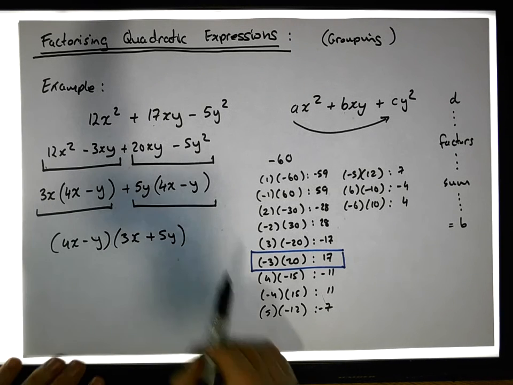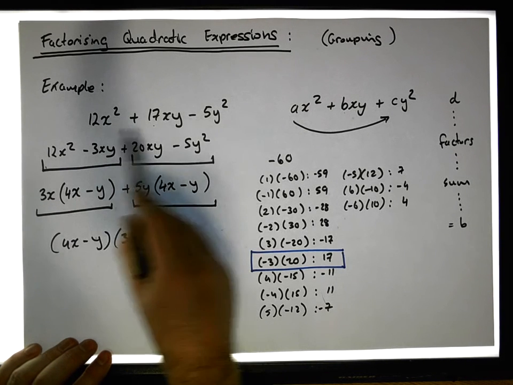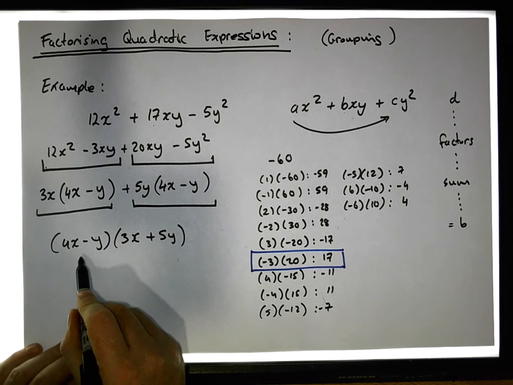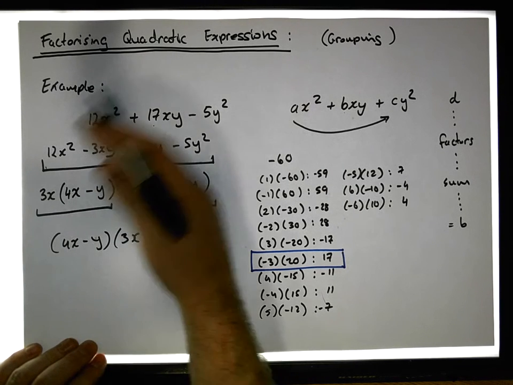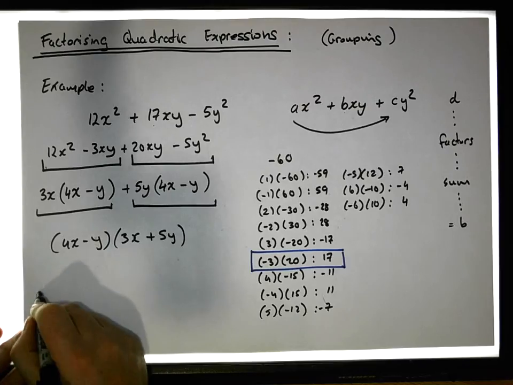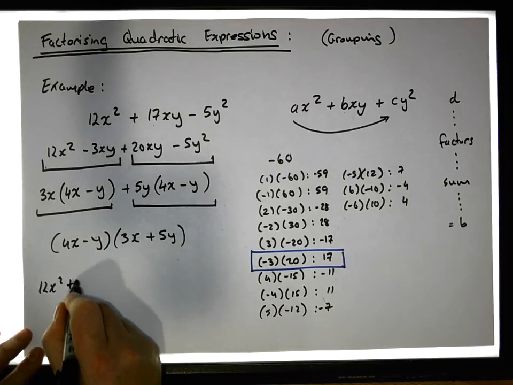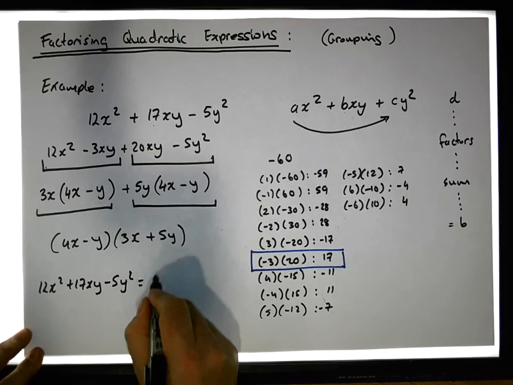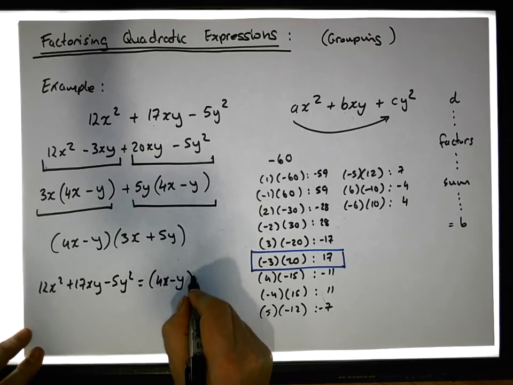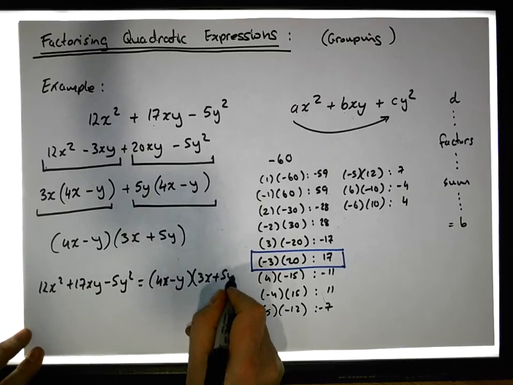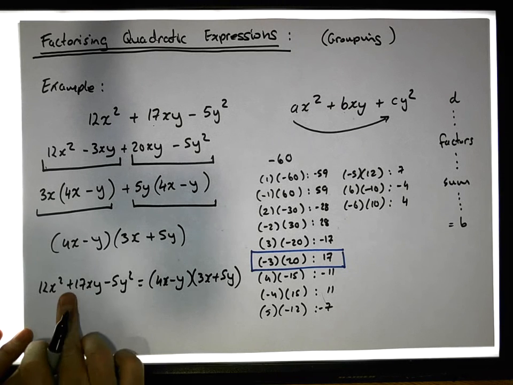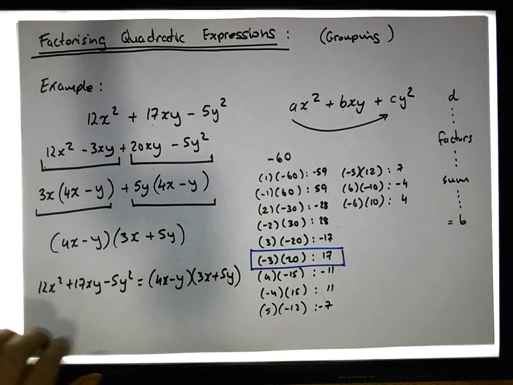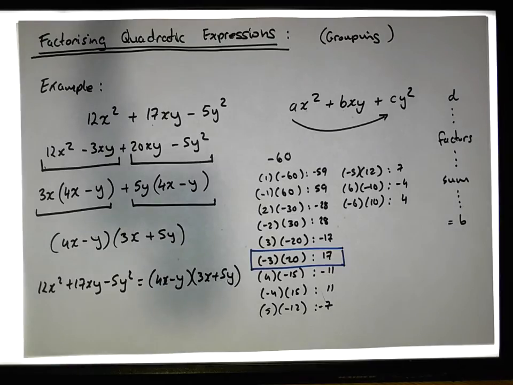Now that's it. The key thing here is that we've taken an expression and reduced it down into a product of two expressions, which is essentially what we've done: we factorized. So what we have is 12x squared plus 17xy minus 5y squared is equal to 4x minus y times 3x plus 5y. Okay, we've reduced the summation of terms into a product of expressions that are made up of individual terms.